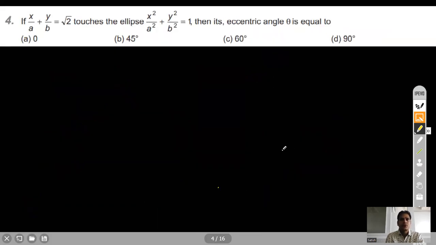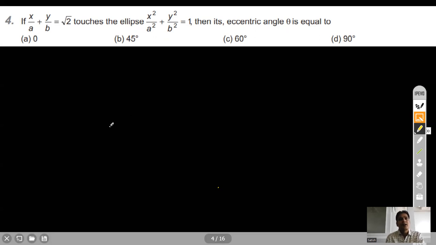Now coming to the fourth question. If x/a + y/b = √2 touches the ellipse x²/a² + y²/b² = 1, then its eccentric angle θ is equal to. Okay. So one equation of a straight line is there. And that straight line is touching the given standard ellipse. So we have to find the eccentric angle θ. Okay. Eccentric angle θ. So how can we do?